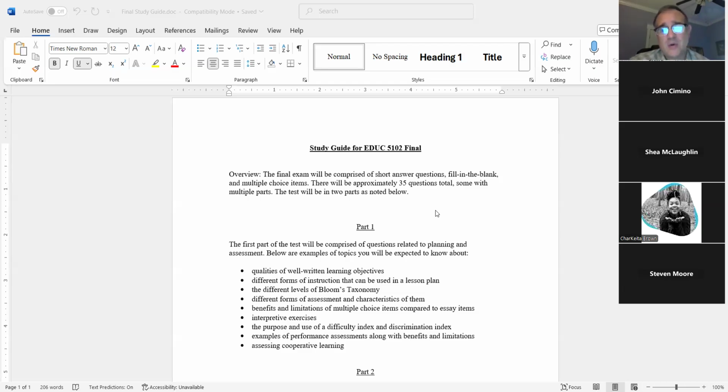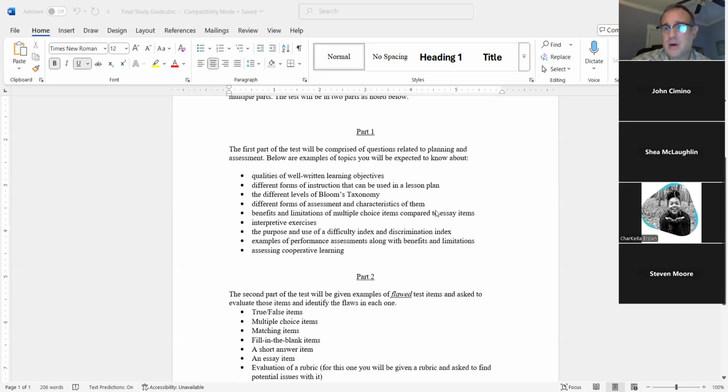I would think everyone should be able to complete this in about an hour. Some people who are very focused and very diligent, you want to double and triple check, it might take them an hour and a half or so. I don't think it should take you longer than that. Some people might be able to complete it in 45 minutes, but you have until midnight to turn it in. There are about 35 questions total. Some of them have multiple parts on there.